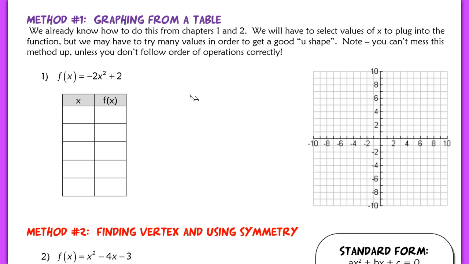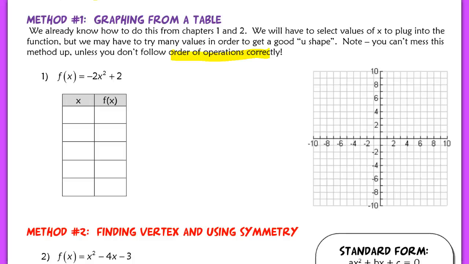So you want to see the x-intercepts, you want to see the y-intercept, and you want to see the vertex. So it's really hard to mess this up unless you don't follow something called order of operations correctly, which some of you do have trouble with. So make sure that you're really making a conscious effort to do the order of operations correctly here.